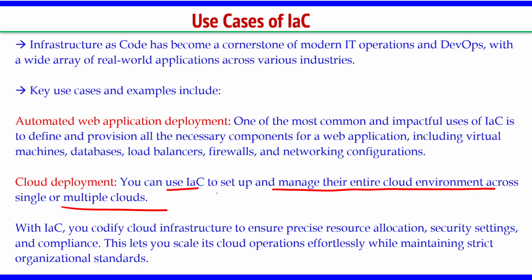right. So, if you remember, we do lot of security permissions, we do lot of security settings in the cloud, right. With IaC, you codify cloud infrastructure to ensure precise resource allocation, security settings and compliance, right. Even in cloud, the steps what has to be done can be automated. If you are deploying any application either through container or without using container, manually deploying it, all that can be automated. So, the first case is deploying any web application. If you want to deploy, you can use IaC. If you want to deploy it using cloud, you can use IaC.